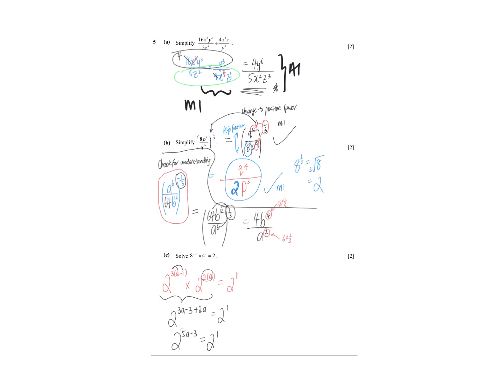So now that they have the same base, the power must be equal. So therefore, 5a minus 3 is 1. 5a is 4. A is 4/5. So some of you miss this out and you equal it to 0. It's power 1. So be careful.